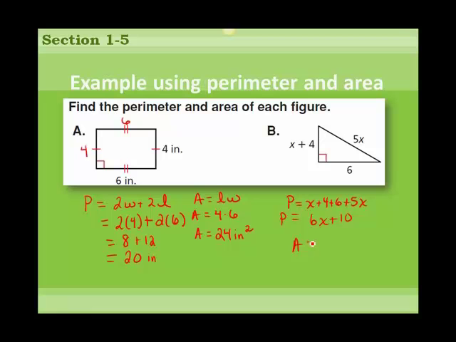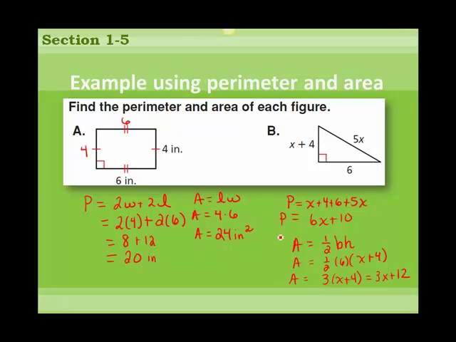For the area, the area of a triangle is 1/2 the base of the triangle times the height of the triangle. So we end up with 1/2. The base of the triangle is 6, and the height of the triangle is x plus 4. So again, our result is going to have an x in it. So the area turns out to be 1/2 of 6 is 3, and we've got 3 times x plus 4, or if you use the distributive property, you get 3x plus 12.